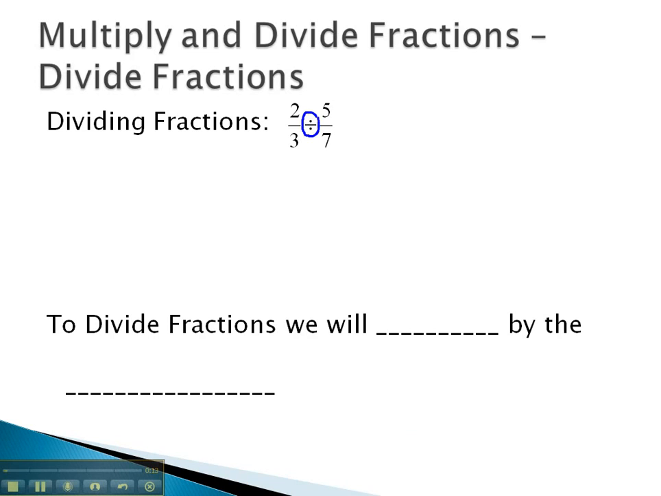Well, remember that this division symbol really can be represented in another way, as a fraction bar. So another way I could write this division problem is I could write 2/3 divided by, as a fraction bar, 5/7. Now this looks really weird because we've got fractions inside of a fraction. So we're going to try and make it into a nicer form. The nicer form would be to have no fraction down here in the bottom.